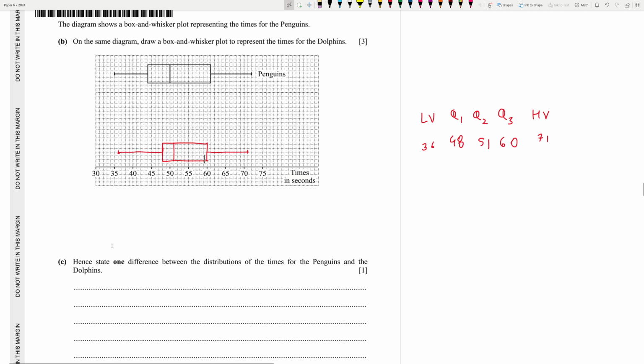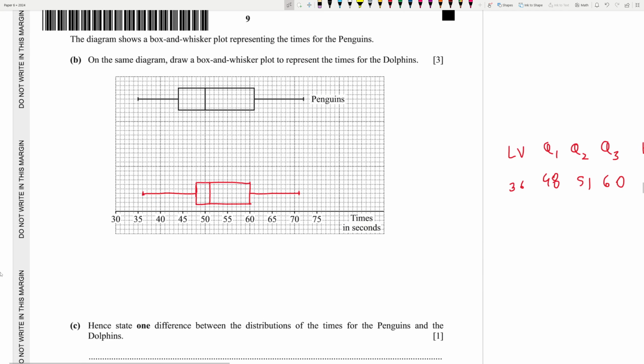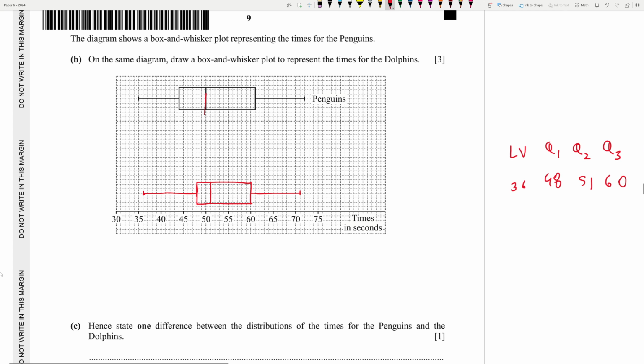Now, one difference between the distributions of the times for the penguins and the dolphins. In general, as you can see, the median time for penguins is 50, but the median time for dolphins is 51 seconds. So, what does that mean? Penguins have a faster time in general.